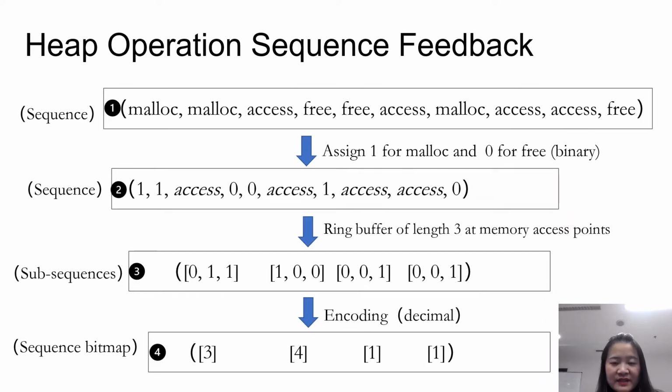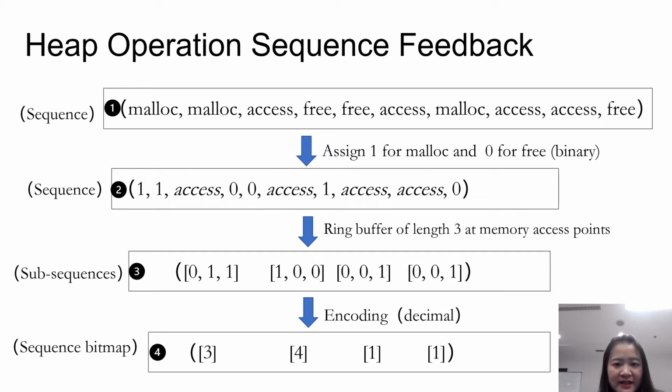Heap operation sequence feedback is the basis of saving, selecting, and mutating seeds in fuzzing. As fine-grained analysis methods bring an extremely high overhead and seriously slow down the fuzzing throughput, we choose to track coarse-grained heap operations, such as malloc and free. This is a heap operation sequence of malloc, free, and memory access. We first denote heap operations with binary number 1 for malloc and 0 for free to save the recording space.